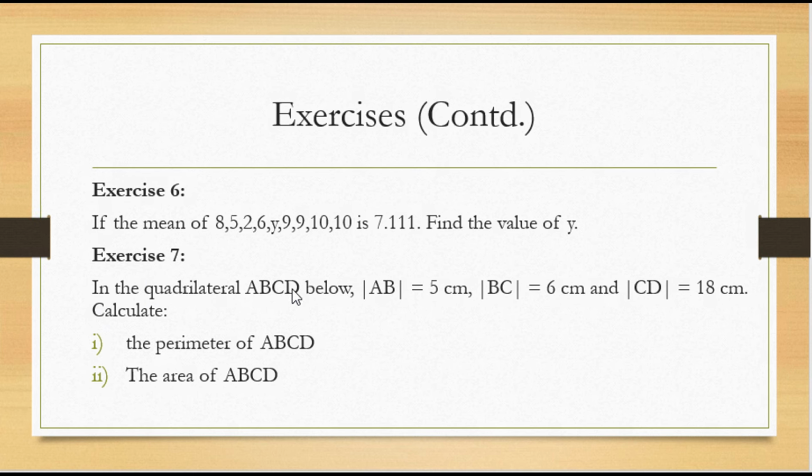So let's solve for exercise 7. In the quadrilateral ABCD below, side AB equals 5 cm, side BC equals 6 cm, and CD equals what? 18 cm. Calculate I, the perimeter of ABCD, II, the area of what? ABCD.